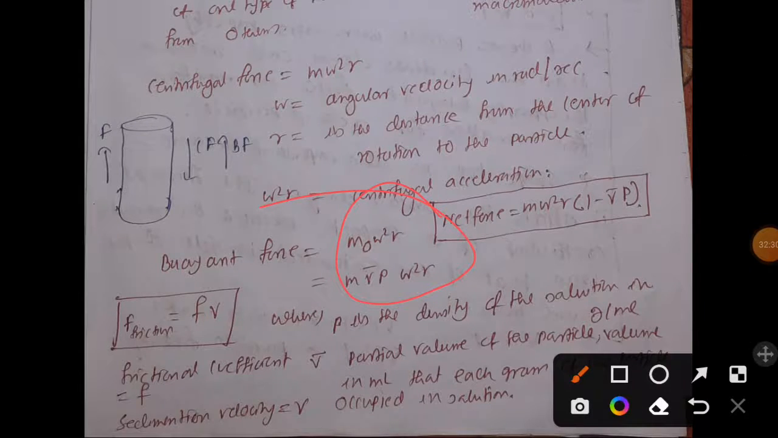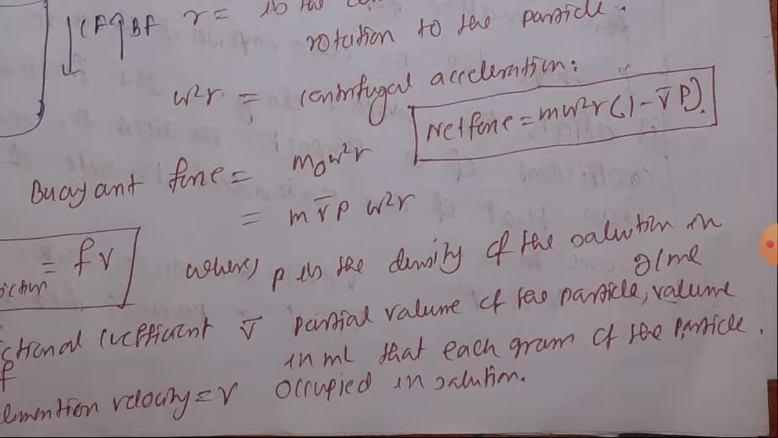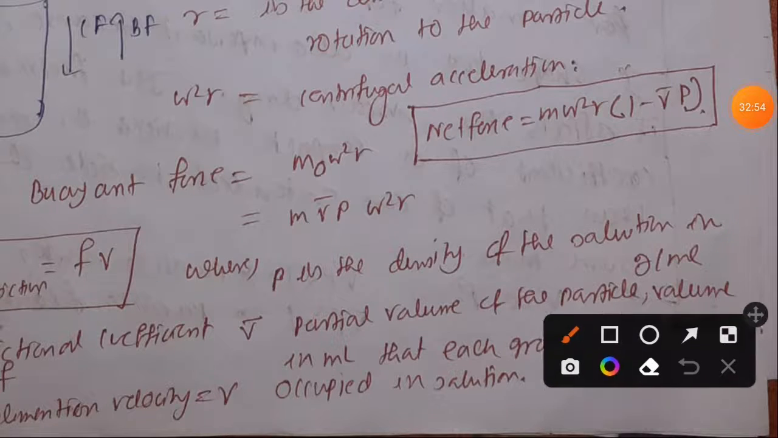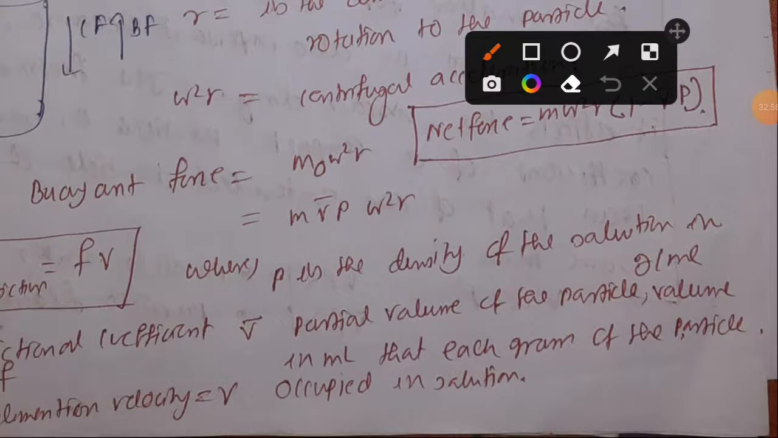In place of m0 we will put m v bar rho, into omega square r. Rho is the density of the solution in gram per milliliter, and v bar is the partial specific volume, that is the volume occupied by each gram of the solute, each gram of the particle in solution. So the buoyancy force formula is m v bar rho omega square r.